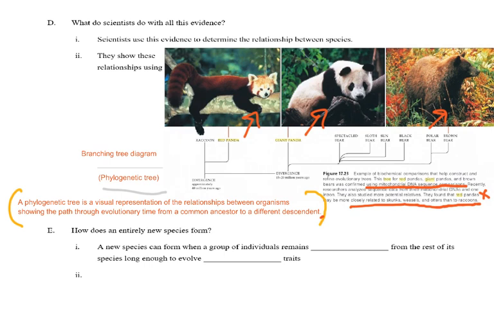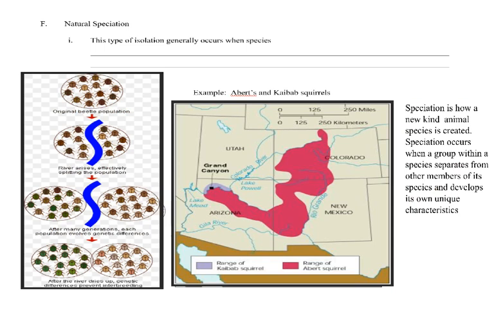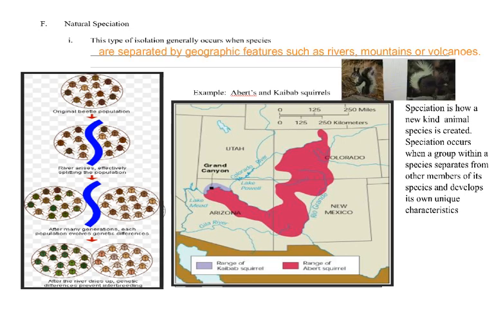How does an entirely new species form? A new species can form when a group of individuals remains isolated from the rest of its species long enough to evolve different traits. Natural speciation is a type of isolation that generally occurs when species are separated by geographical features such as rivers, mountains, or volcanoes. Speciation is how a new kind of animal species is created.